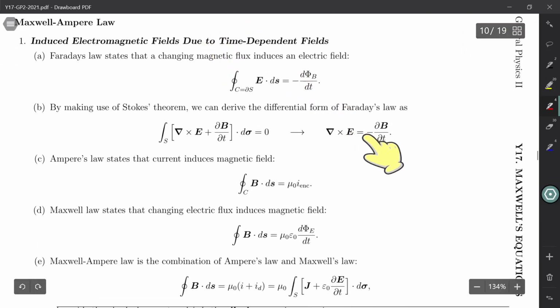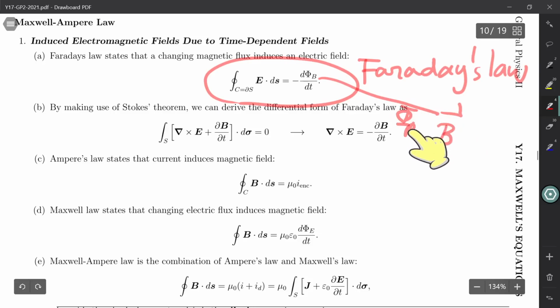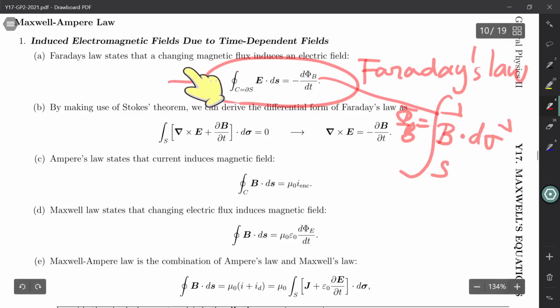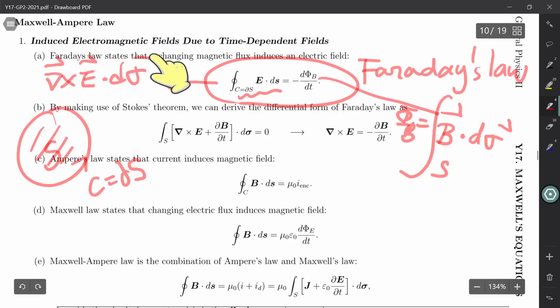Next, we consider the Maxwell-Ampere law. This is Faraday's law of induction of induced electric field. Magnetic flux phi B can be evaluated over a surface like that. And the electric field over a closed path C can be evaluated on the surface whose boundary is that closed path by making use of Stokes' theorem. And this surface, they are the same.